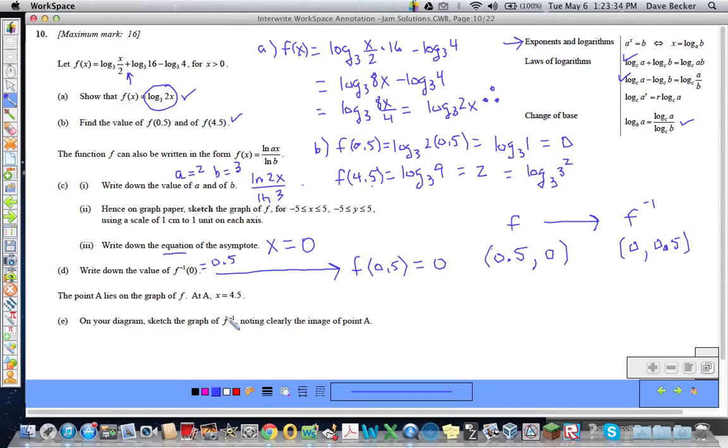No big whoop. The point A lies on the graph of f at A, x equals 4.5. On your diagram, sketch the graph of the inverse of f, noting clearly the image of point A.